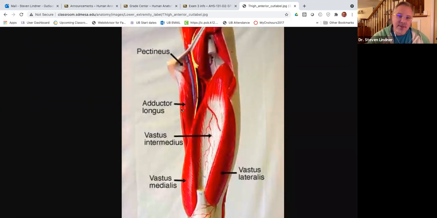On the medial compartment, we can see the adductor longus and the pectineus. The adductor longus is the most common muscle involved with groin pulls, like in soccer or in football when the kicker has to try and score that field goal and they kick the ball. That is the adductor longus that's involved with a groin pull. You can see its proximal origin on that pubic bone.